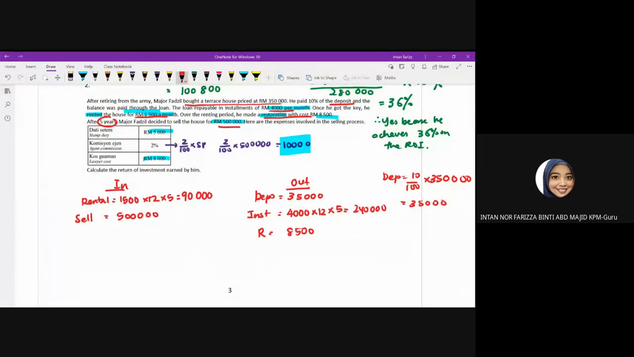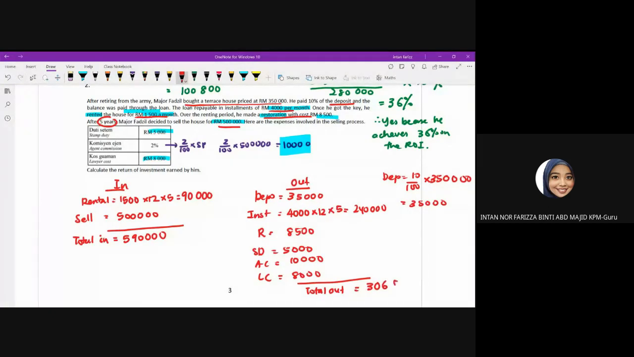Any more? Okay, expenses. Of course, you have to spend. So stamp duty is 5,000. Next, agent commission is 2%, which is the 10,000. And we have lawyer costs or legal costs, which is 8,000. So let's find the total amount for in and the total amount for out. Total in. My total in will be 590,000. And my total out will be 306,500.